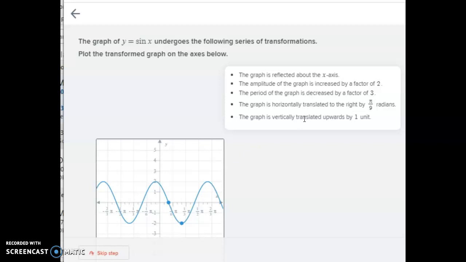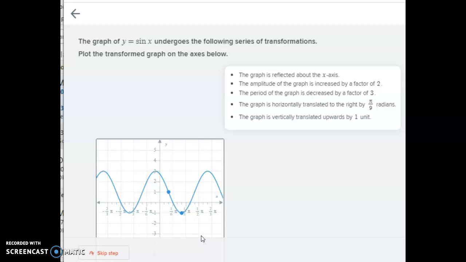And lastly, it says the graph is vertically translated up by 1 unit. So each of these have to go up by 1 unit. You got to do both of them. You can't do just one. Okay.